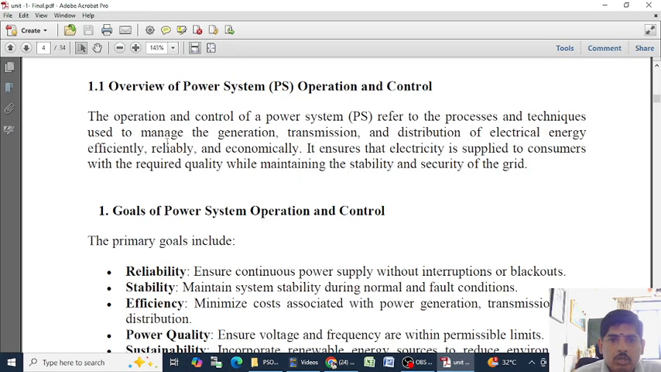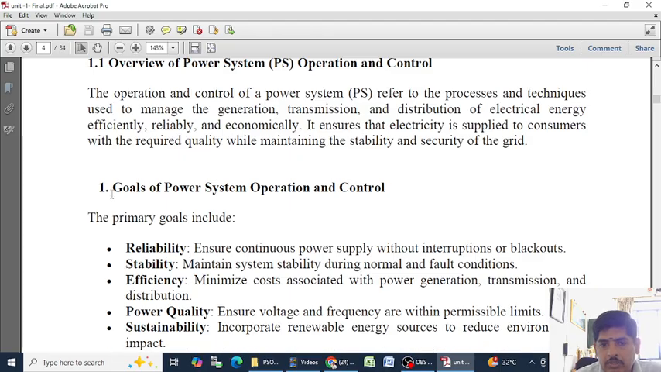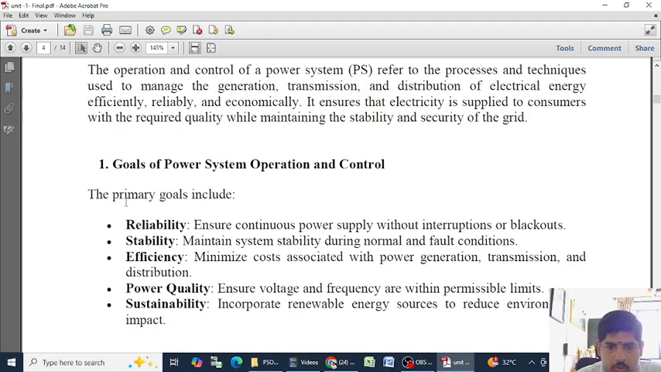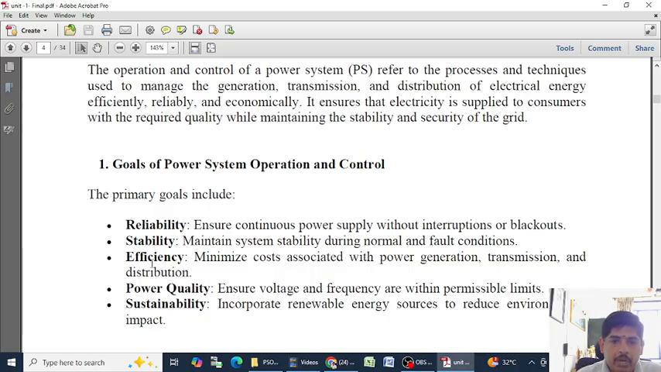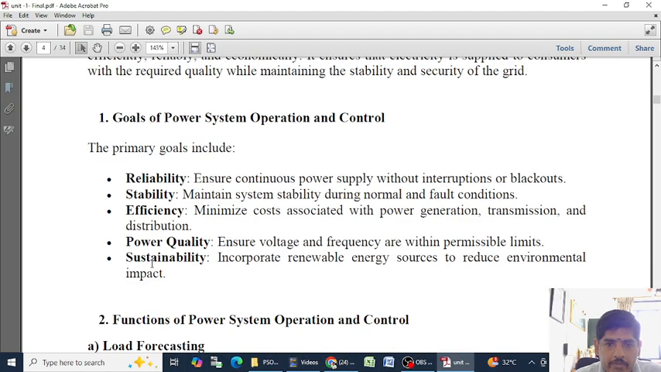In the overview of power system operation and control, the first point to consider is the goal of power system operation and control. You have to maintain the reliability of the system, maintain the stability of the system, improve the efficiency of the power system, and consider power quality also. You have to ensure the voltage and frequency are within the permissible limit. These are very important in power system operation and control, and for sustainability. These are the prime goals. So this is the first point.